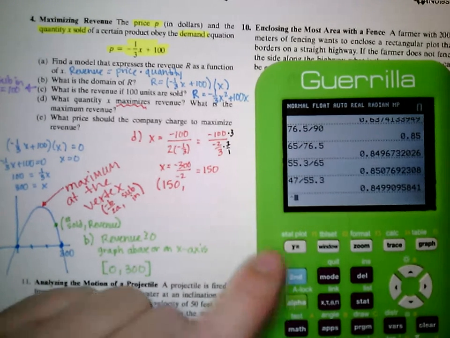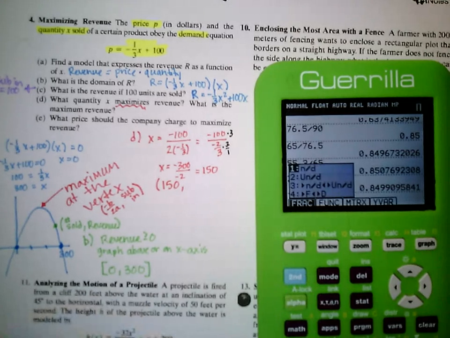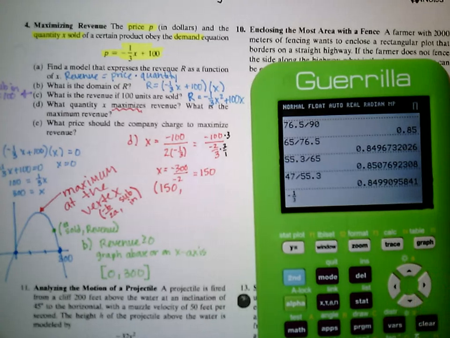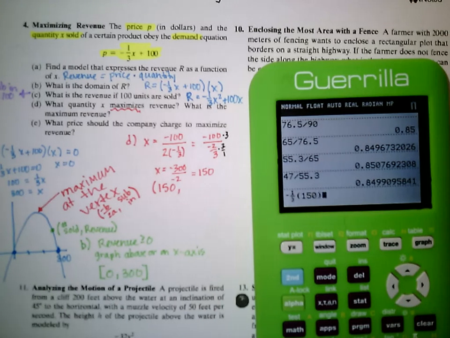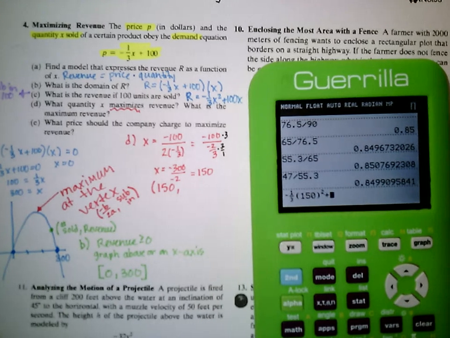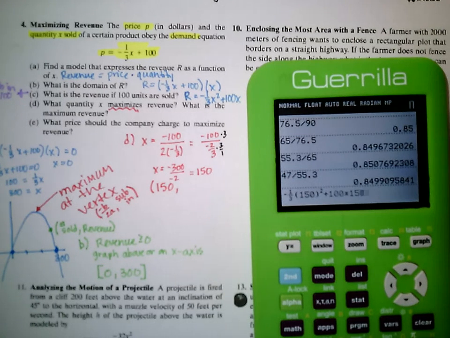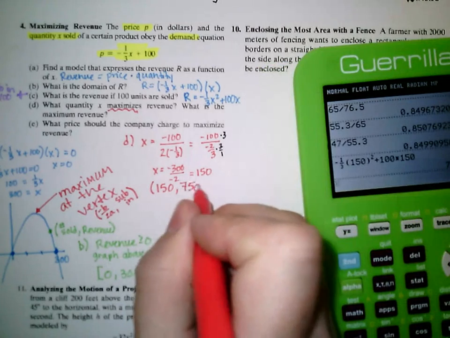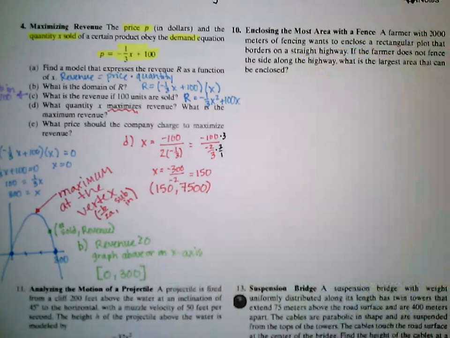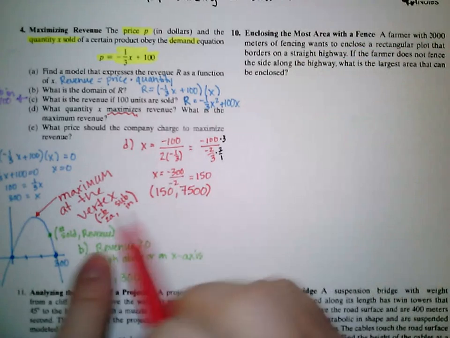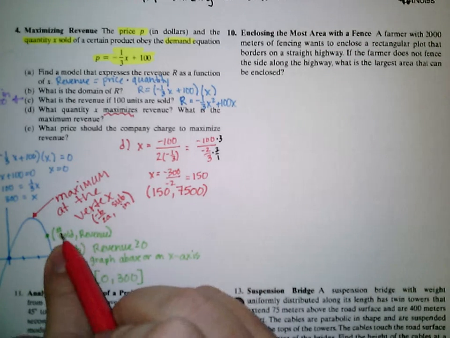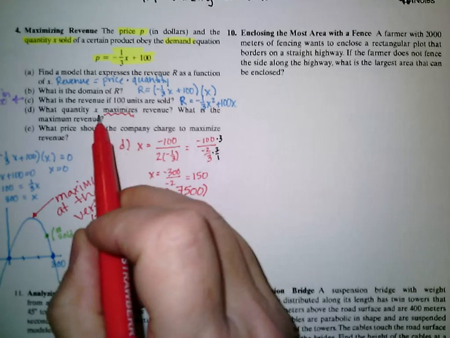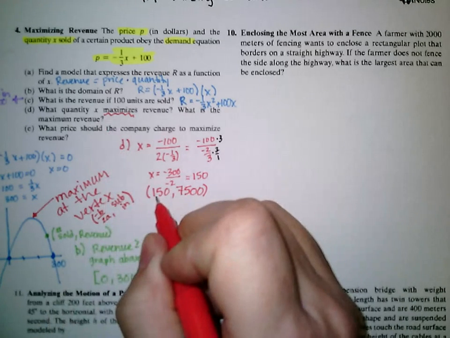Negative 1/3 times 150 squared plus 100 times 150, 7,500. So which part of this ordered pair is which? Well, remember that every ordered pair is the number sold and then the revenue. So what quantity maximizes revenue is 150.